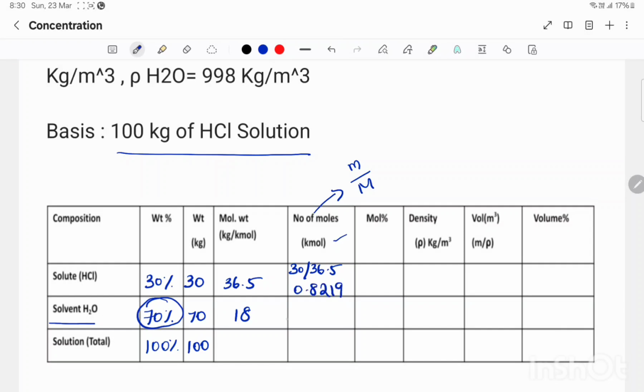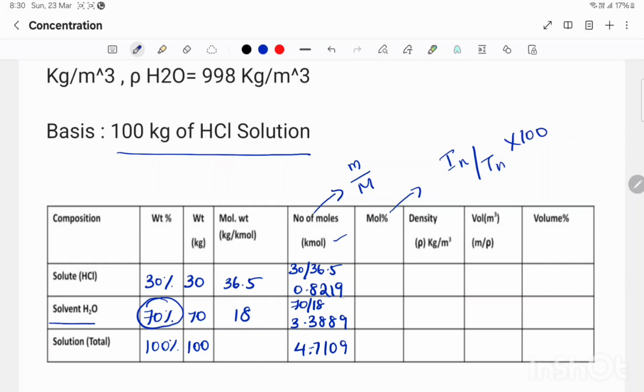Next, to calculate for water, the individual mass of water is 70 and the molecular weight is 18. You will get 3.3889. Now we have to make out the total. 0.0829 plus 3.3889 will give you 4.7109. So next, to calculate mole percentage, the formula for mole percentage is individual number of moles by total number of moles into 100.